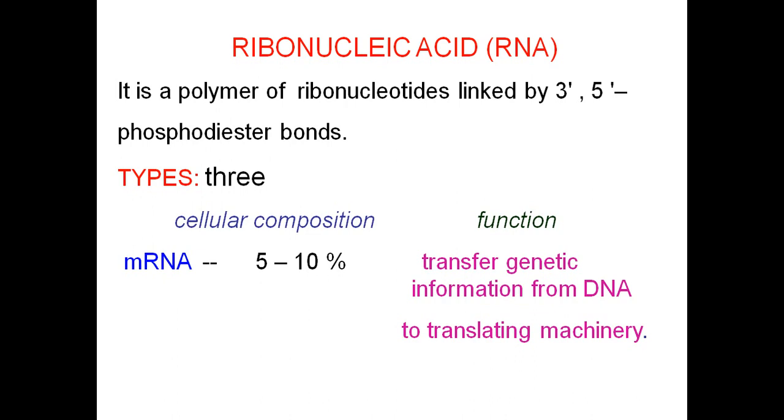Another nucleic acid, RNA. So RNA means ribonucleic acid. It is a polymer of ribonucleotides linked by 3' 5' phosphodiester bonds. So DNA is deoxyribonucleic acid, RNA is ribonucleic acid. So in ribonucleic acid, what will be there? Polymers of ribonucleotides are seen. They are all linked by 3' 5' phosphodiester bonds.